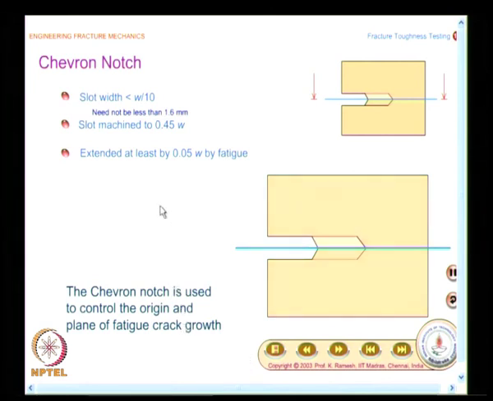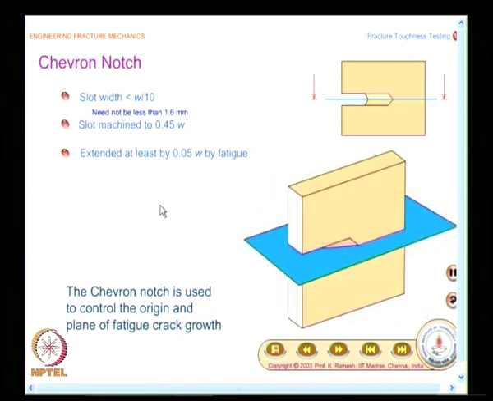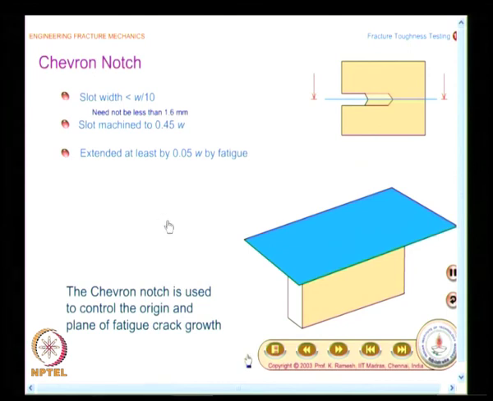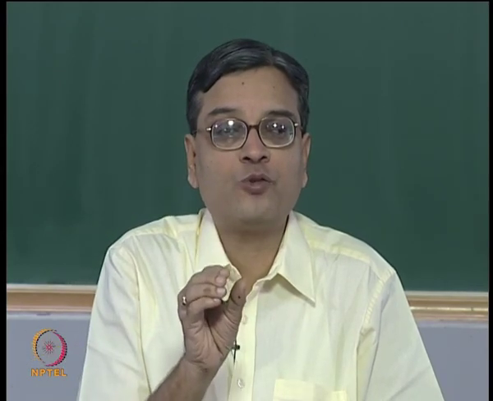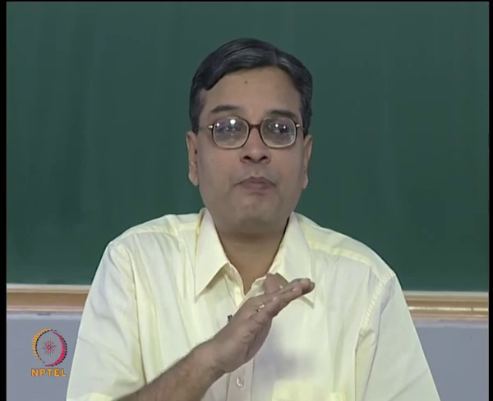And you have a clue how the notch will look like, but I will put a plane over it, and the exercise for you is, from the knowledge of your drawing, when the specimen is cut like this, what would be the isometric view of the chevron notch? The focus is it controls the origin of the crack and plane of the crack. Do this as an exercise and come to the next class.